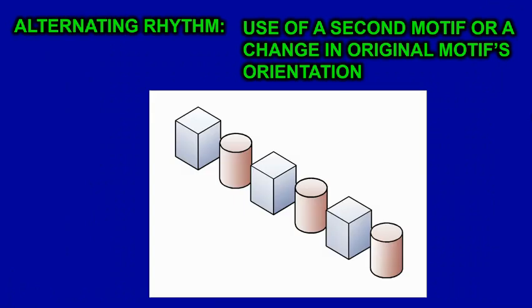Alternating rhythm is the use of a second motif or a change in the original motif's orientation. So in this example, we have a cube, cylinder, cube, cylinder, cube, cylinder, and so on. That creates this alternating rhythm. Think of it like a rhythm that goes A, B, A, B, A, B.